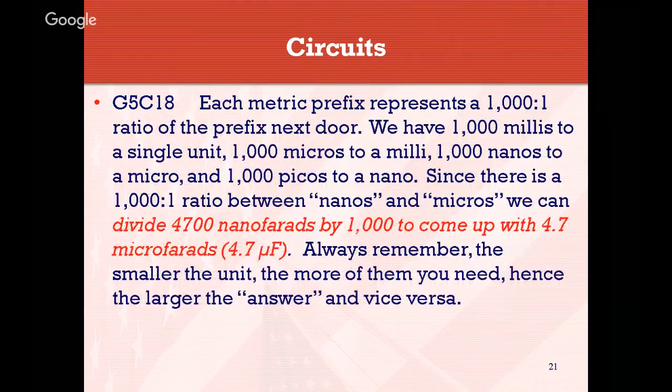So each metric prefix represents a 1,000 to 1 ratio of the prefix next door. We have 1,000 millis to a single unit, 1,000 micros to a milli, 1,000 nanos to a micro, and 1,000 picos to a nano. Since there is a 1,000 to 1 ratio between nanos and micros, we can divide 4,700 nanofarads by 1,000 to come up with 4.7 microfarads. So that's another common one you're going to see. You're going to see the pico and the microfarads.